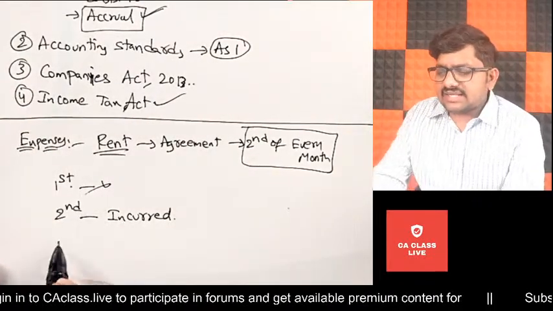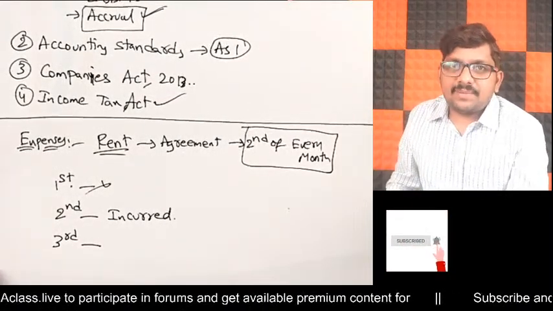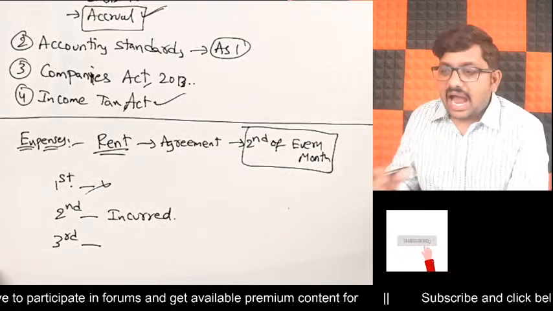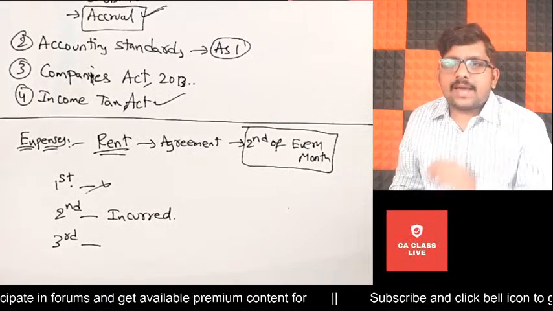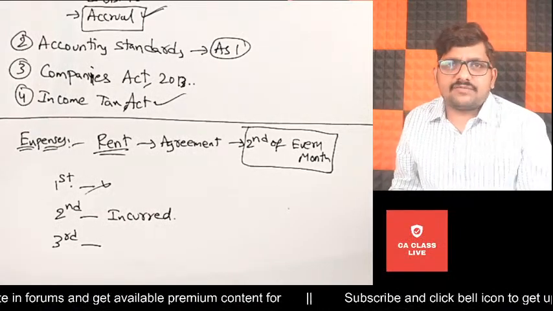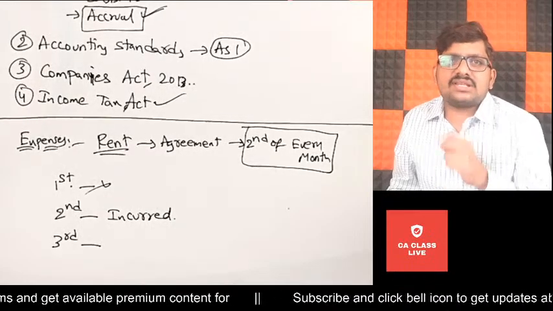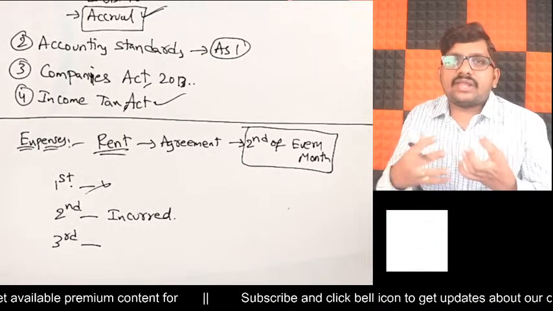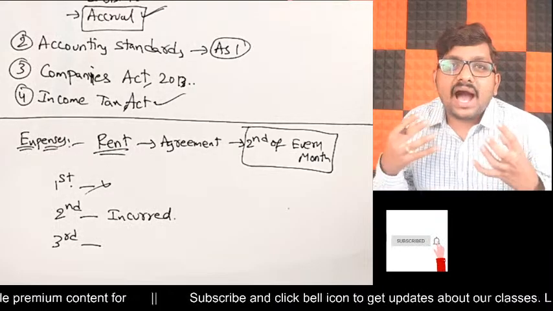Now, if I say on 3rd, did I incur, sir? I did not incur again. Why? Because the liability to pay arises only once in a month as per our agreement. For example, you have to pay your examination fees. Per semester, how many times will you pay? Only once, right? So incurring will happen only once. Depending on the agreement, you will be incurring. Incurring is nothing but liability to pay arising.